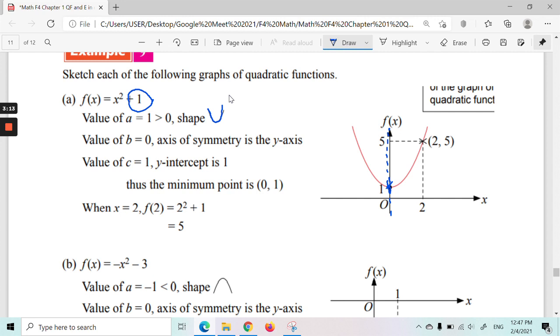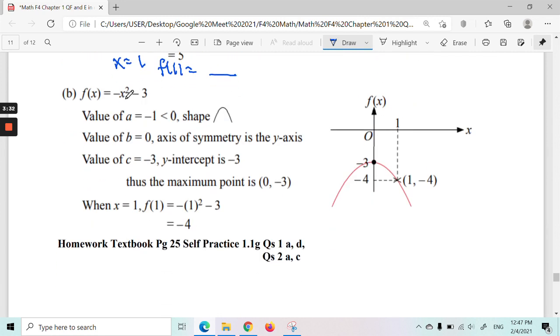But you need to find one additional point here. You can choose either when x equals 2, what is the value? Or if you want to, you can also choose when x equals 1, what is the f(1) value? Also can. So up to you. You can choose any point on the curve to help you draw the line.